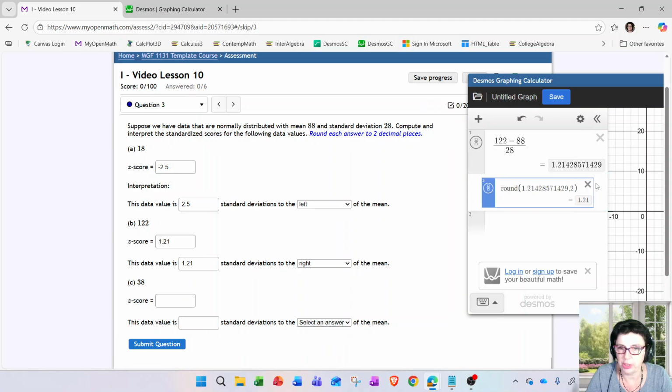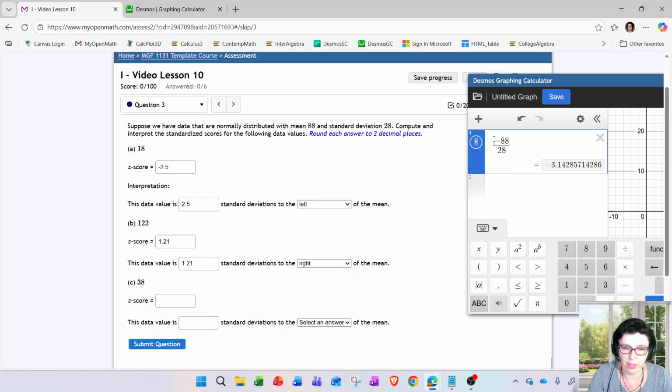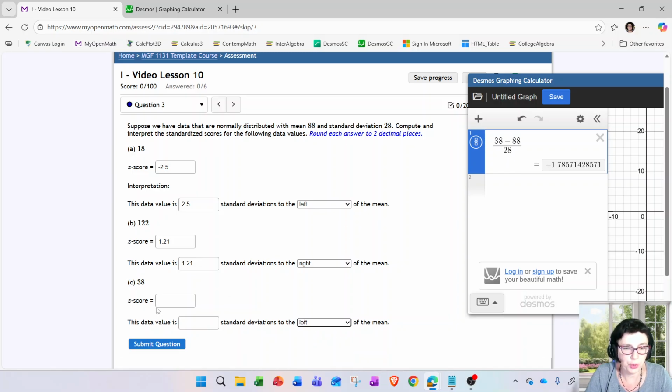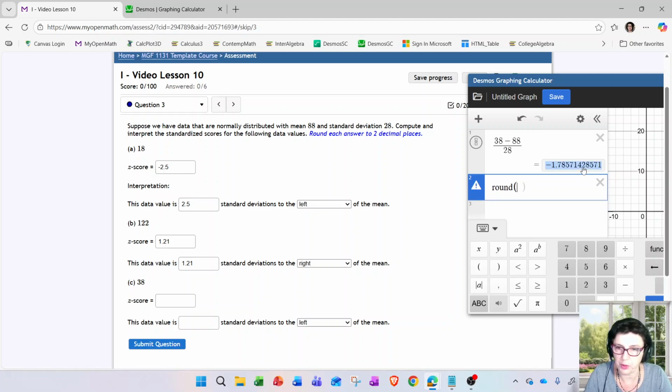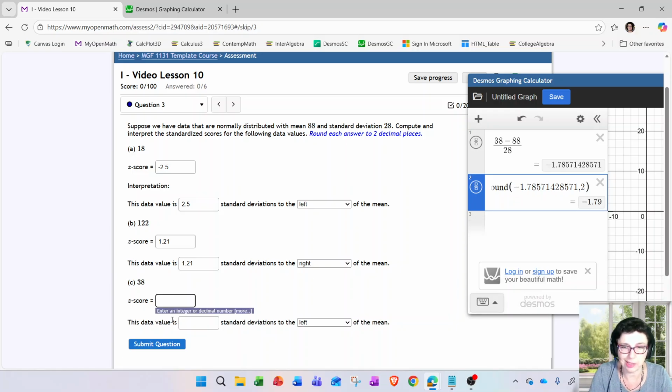Finally, 38. So let's just delete this and instead of 122, put 38. This one is negative, and so that will be to the left. And of course, you should know that 38 is to the left of 88, so the z-score must be negative. Now, when you do round, you have to be careful because the next number is the 5, which means that you're going to have to increase the second decimal to a 9. So that's going to be negative 1.79. And also remember again, when you interpret, you do not put the negative 1.79, you put its absolute value. In other words, just get rid of the negative. And I already said to the left. So let's submit that.